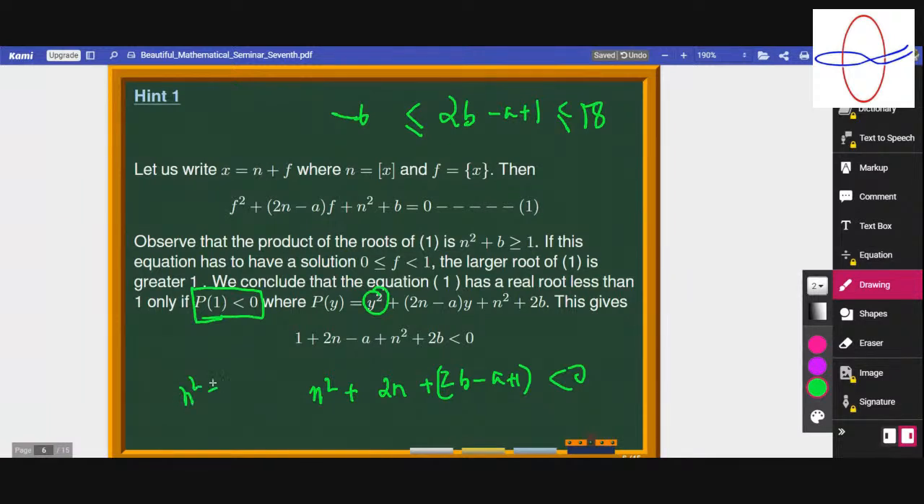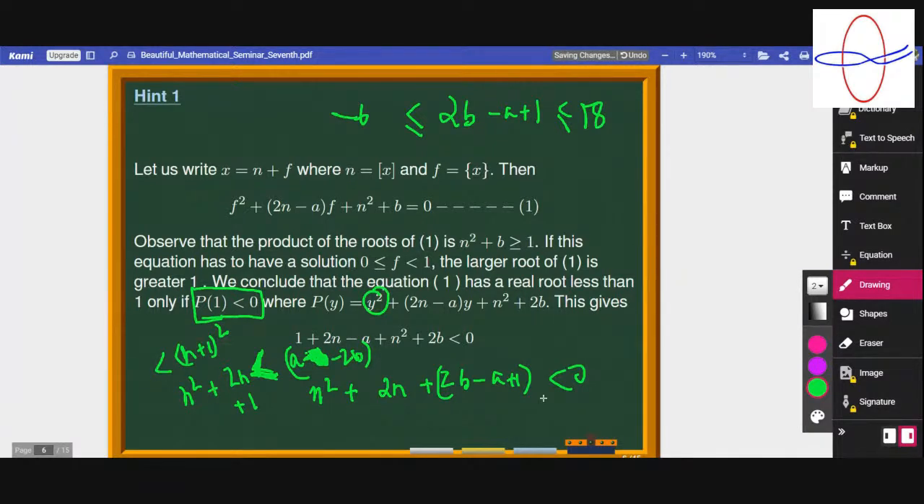Now, n square plus twice n is less than a minus 1 minus 2b, okay? Now, observe that if you add 1 to it, you get a minus 2b on that side, and on this side it is equal to n plus 1 whole square, which is greater than or equal to 1. Since n is greater than or equal to 0. Or is it? No, right?